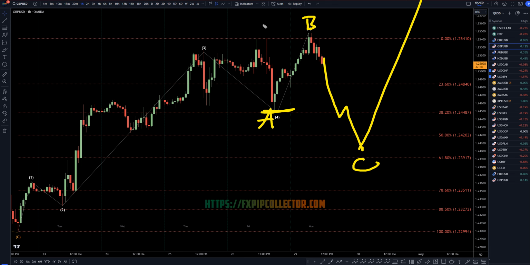Just like I was explaining on the higher time frames, this is either a wave A or 1, this is either an ABC or B or an ABC or 2. Then we should go up for either a wave 3 or a wave C.